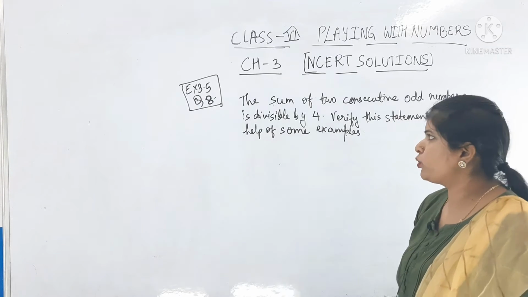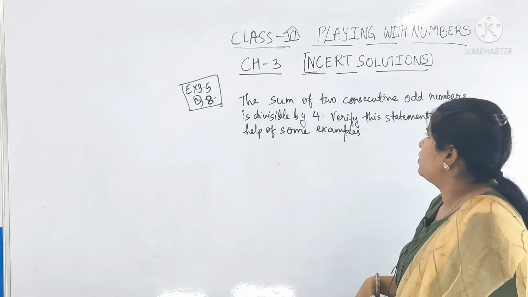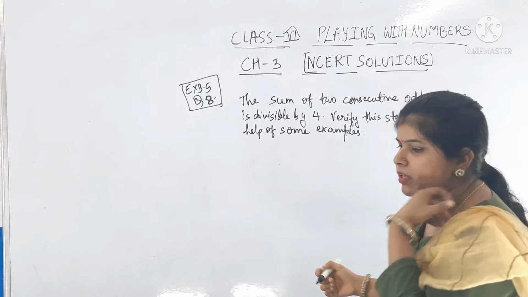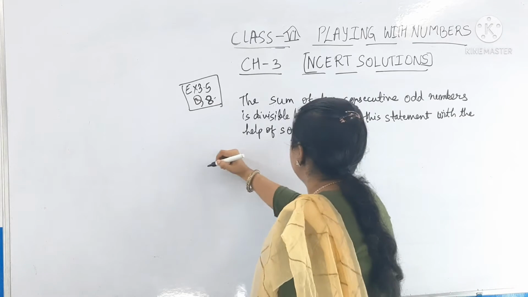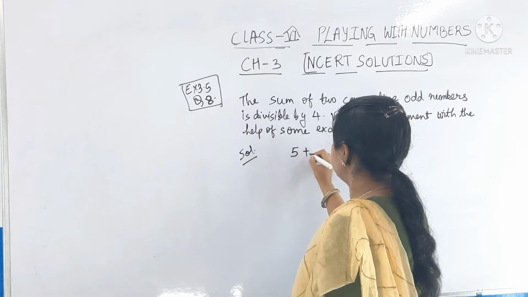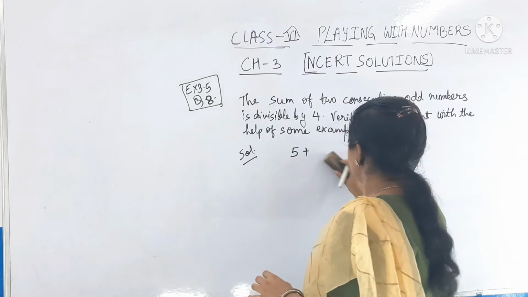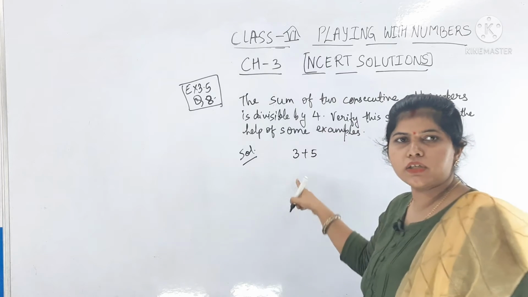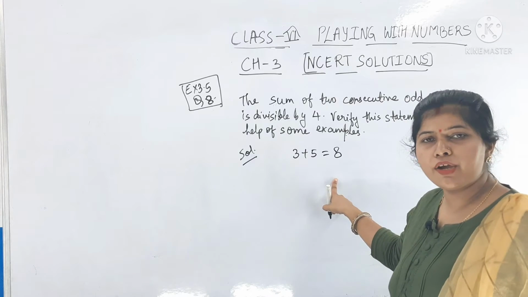Okay students, let's see question number 8. The sum of two consecutive odd numbers is divisible by 4. We have to verify whether the sum of two consecutive odd numbers is divisible by 4 or not. Okay, so to verify this statement, we are taking some odd numbers here. First odd number is 3, and 5 is the next odd number. So 3 plus 5, consecutive odd numbers, is 8. Okay, that is divisible by 4.